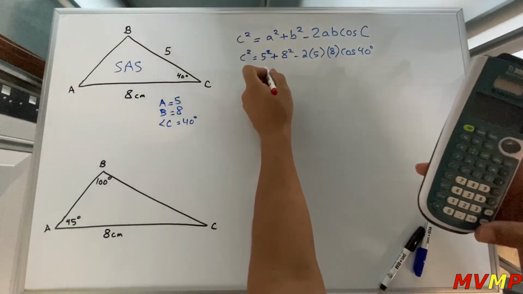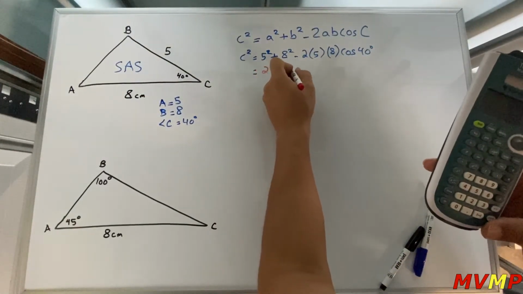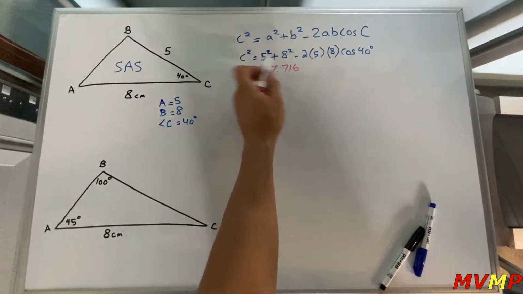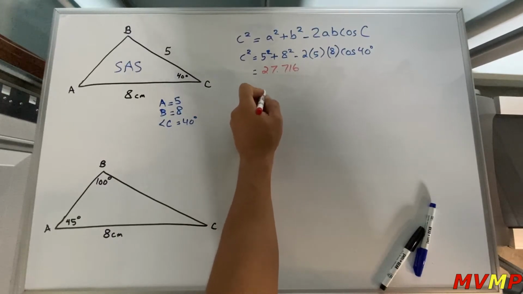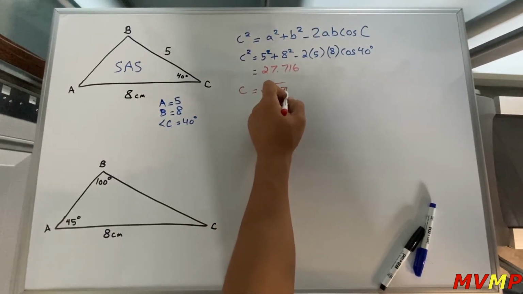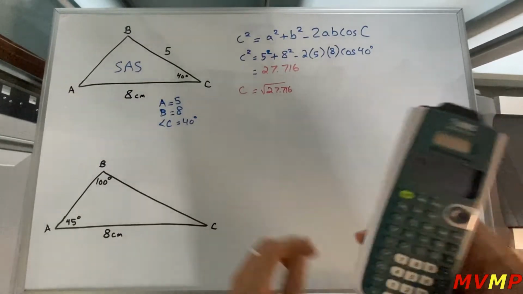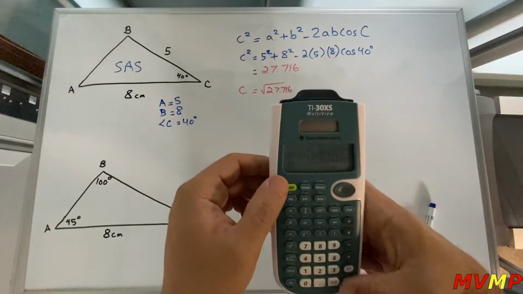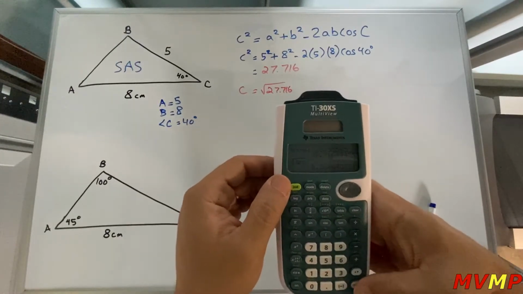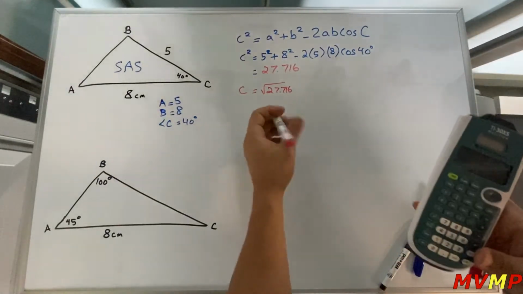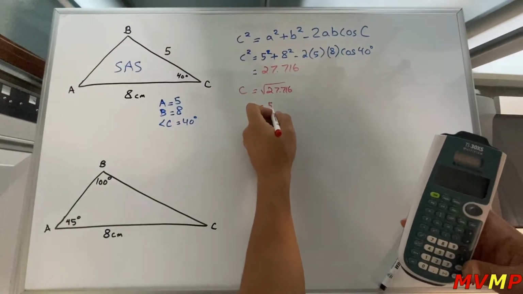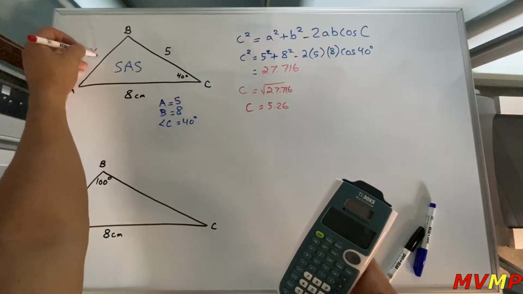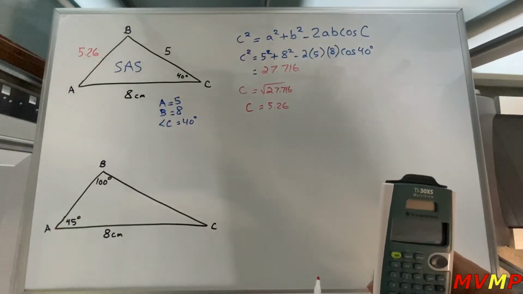So right here we get 27.716. Now that we get this whole part, we have to square root it to get c, so we do square root of 27.716. So now we just press second square root and then of the answer, and we get 5.26. So our c will be 5.26. So this right here is 5.26.